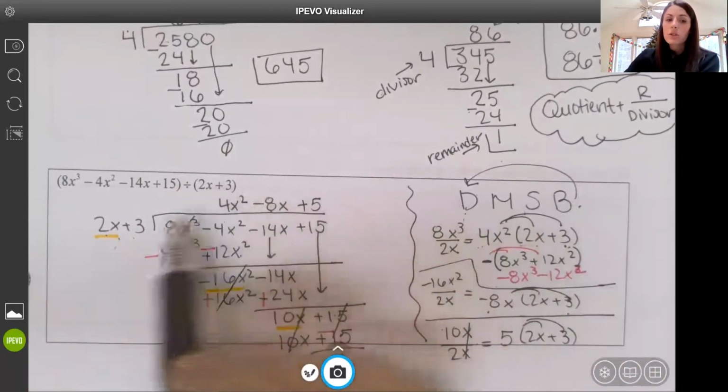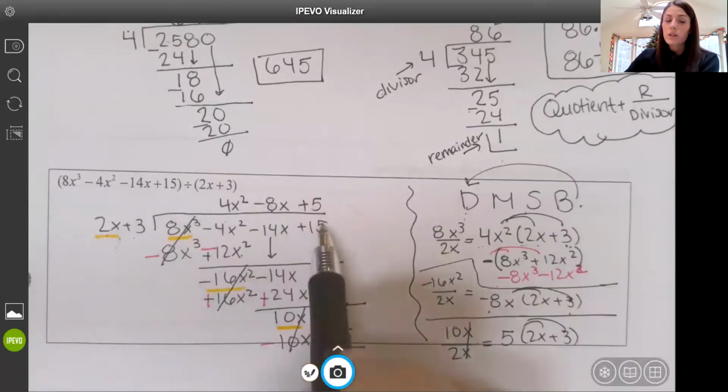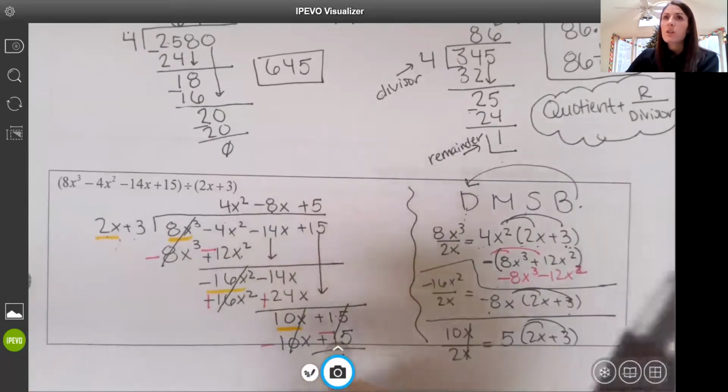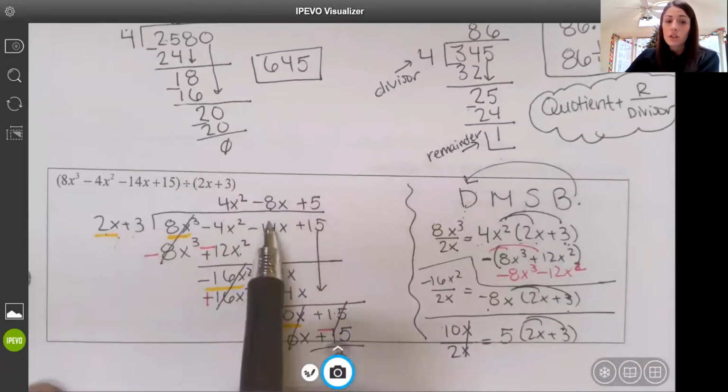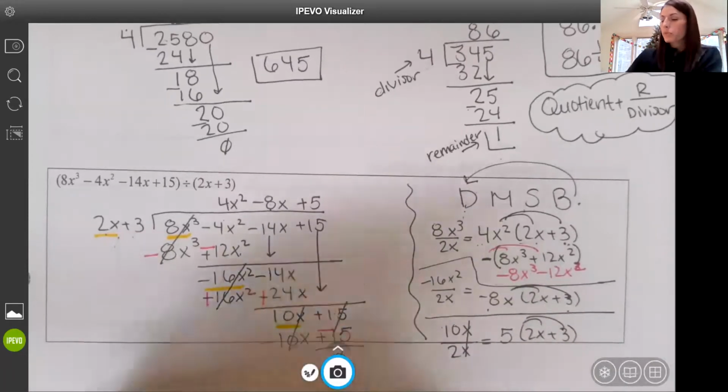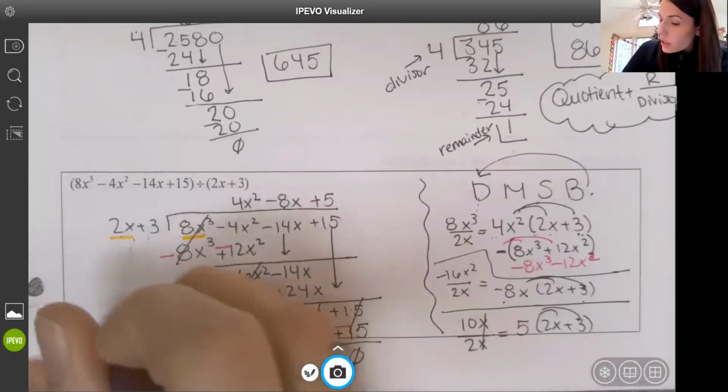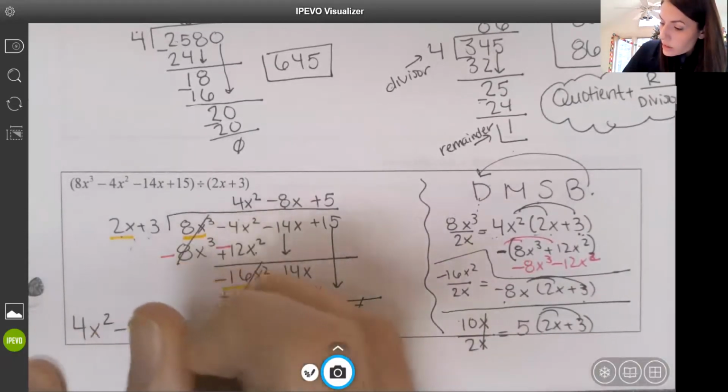So 2x plus 3 divides evenly into this polynomial, which is actually something that becomes more and more important the further you get in math. This is a factor of this polynomial; it divides out evenly. So my answer is 4x squared minus 8x plus 5.